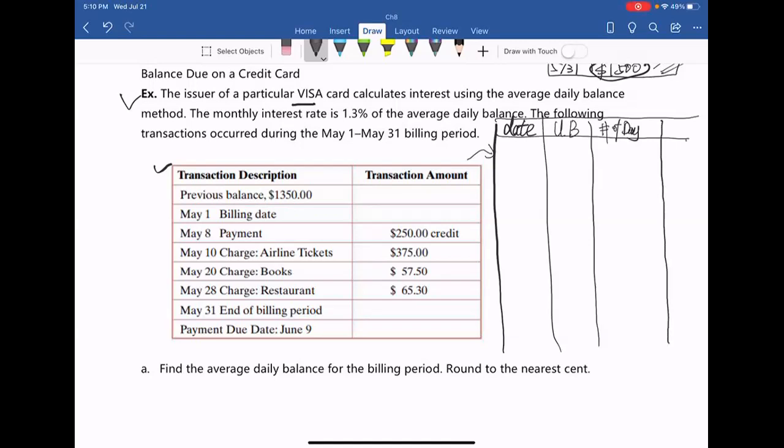Okay, let's do this first. So on May 1st, the unpaid balance is the previous balance. That's 1350. And how many days is this unpaid balance kept? From May 1st to May 8th. Oh, May 8th has the payment. So May 8th is not included.